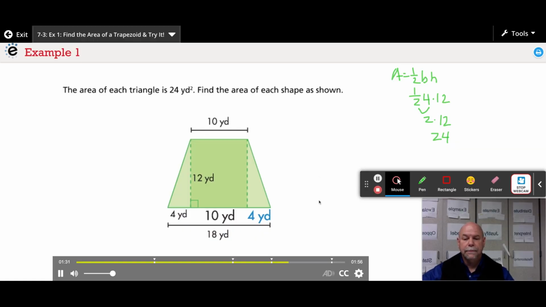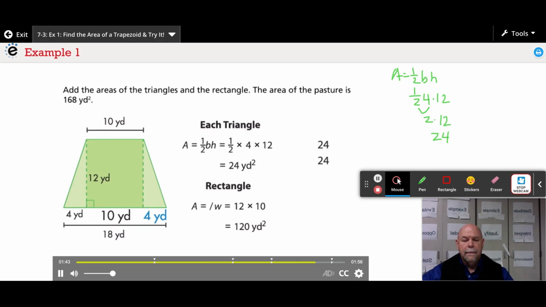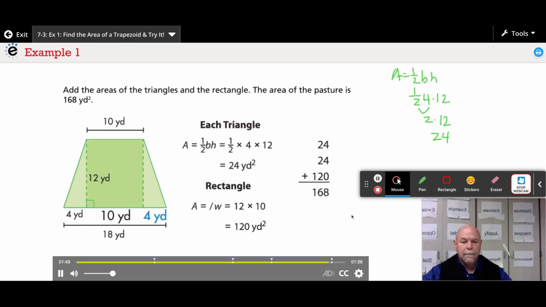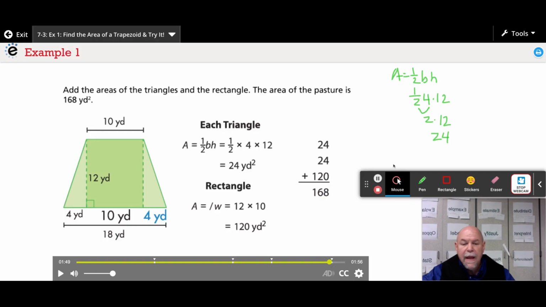Find the area of each shape as shown. Add the areas of the triangles and the rectangle. The area of the pasture is 168 square yards. So right here, we have one triangle, and then the second triangle. Triangle on the left, triangle on the right, and then the area of the rectangle in the middle. Add all three together, we get 168 yards.